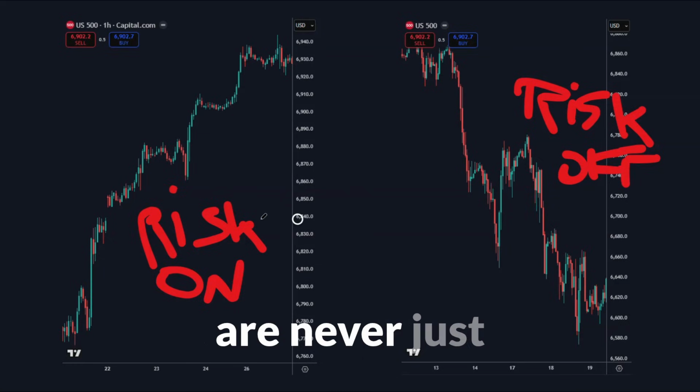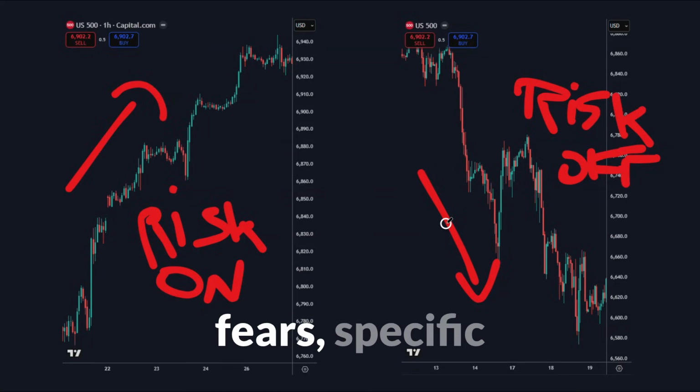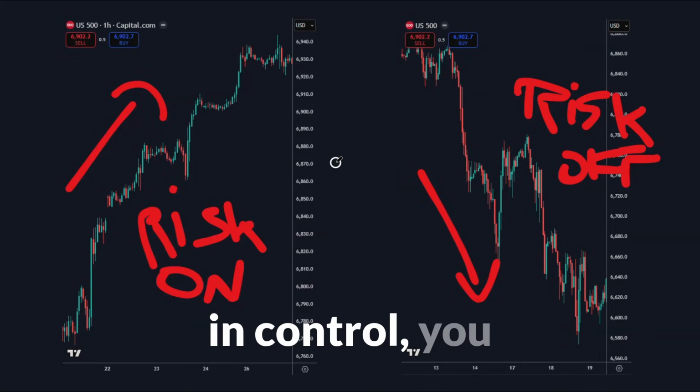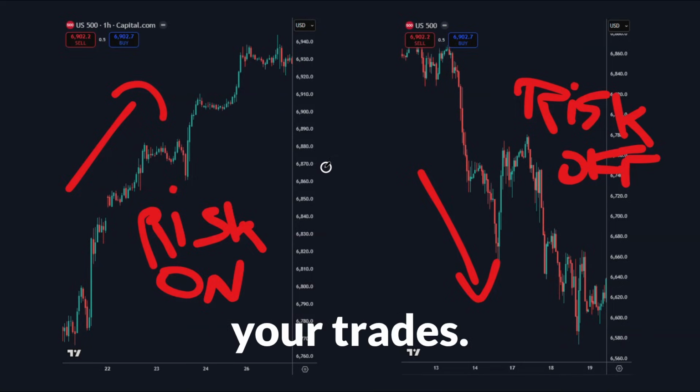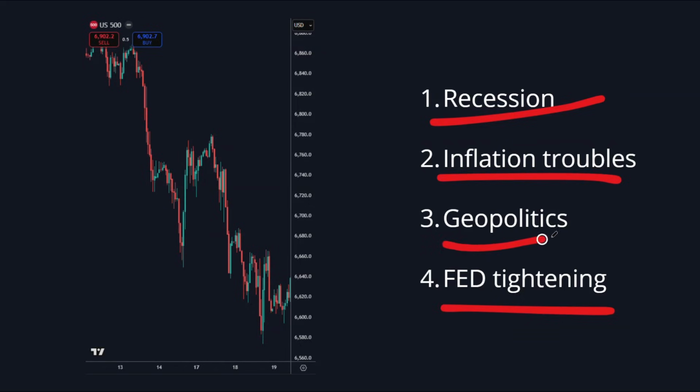Because markets are never just risk on or risk off. They're reacting to specific fears, specific pressures, and specific expectations. And if you don't know which context is in control, you're missing a very important ingredient for your trades. The market can be risk off because it's scared of a recession, of inflation troubles, which could be leading to the Fed over-tightening, so trying to slow down the economy, or because of tense geopolitics. All these situations look similar on the surface, but they trade completely different on the chart.